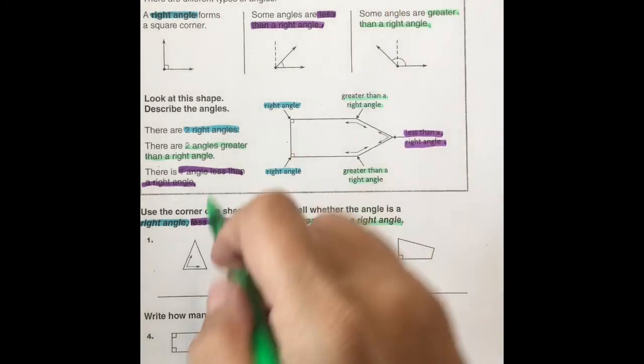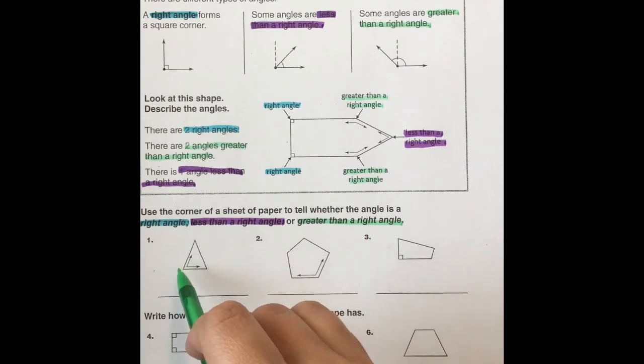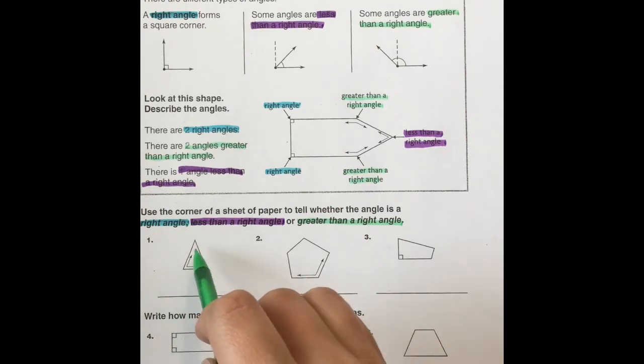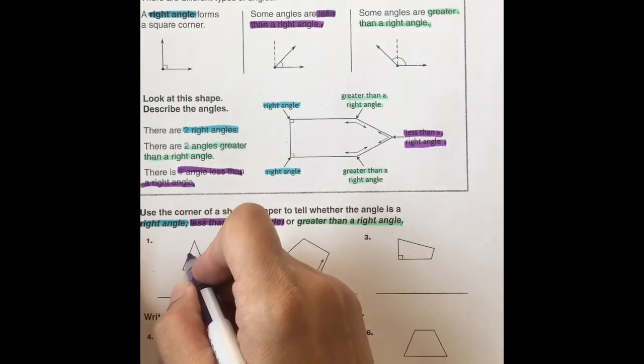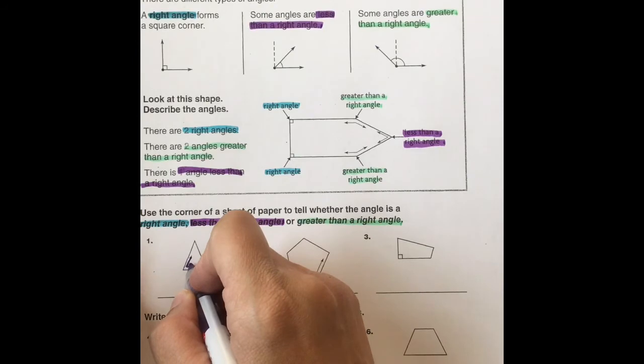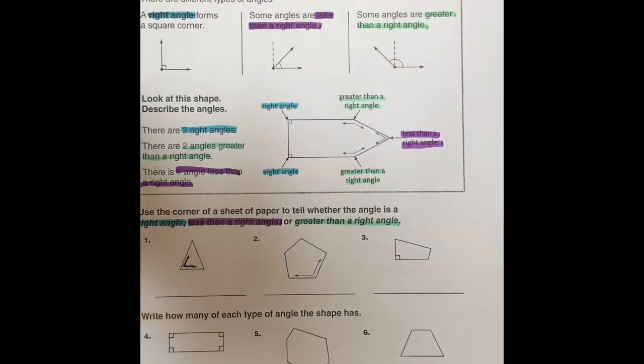Let's take a look at number 1. Is it a right angle? Is it greater than a right angle, or is it less than a right angle? I'm thinking it's going to be less than a right angle, so I'm going to put that in purple. That way it reminds you that number 1 is less than a right angle.